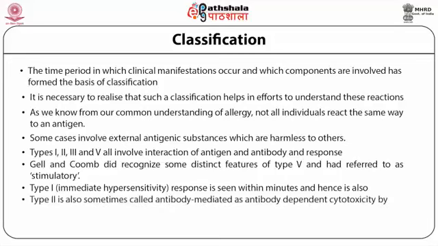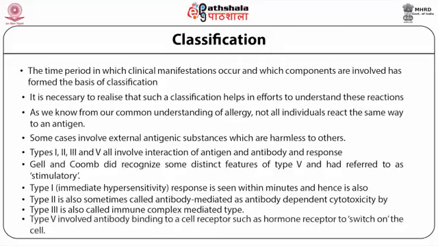Type 2 is also sometimes called antibody mediated, as antibody dependent cytotoxicity by NK cells or macrophages or complement mediated lysis is involved. Type 3 is also called immune complex mediated type. Type 5 involves antibody binding to a cell receptor such as a hormone receptor to switch on the cell.